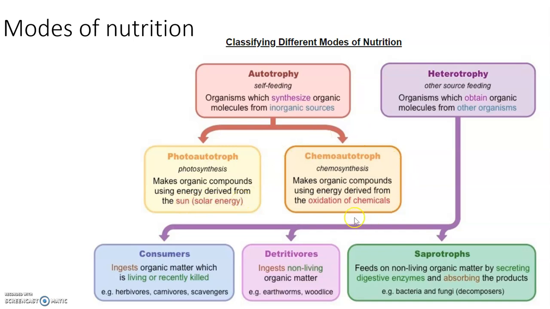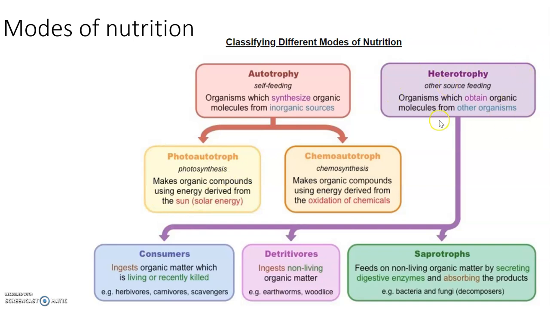Some organisms are also chemoautotrophs. These would be bacteria mainly. And they get the energy for putting together the inorganic molecules to form organic molecules by oxidizing chemicals. You don't need to know much more about this than just that they exist. So we will focus much more on the photosynthetic organisms later on.